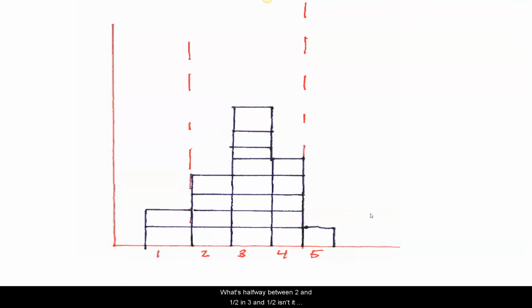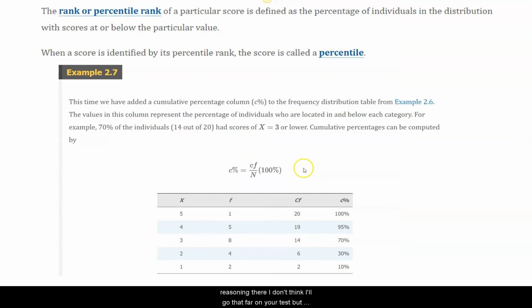Isn't it 3.0? Sure. And if I put 3.0 right here, if I drew a line, I'd have 6 whole boxes and 8 half boxes. 6 whole boxes, 8 half boxes, and of course 6 wholes plus 8 halves is 10. And in that case, of course, 3.0 would be the exact bifurcating mark of this graph, the 50th percentile. So just a little reasoning there. I don't think I'll go that far on your test, but I just want to make sure that you could reason your way through this idea of percentiles.